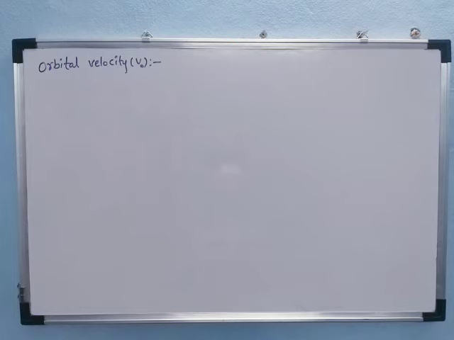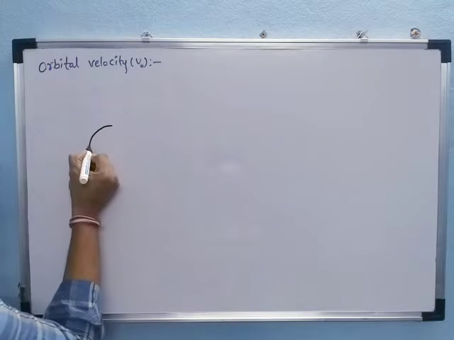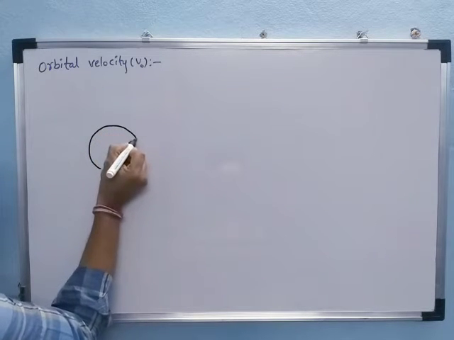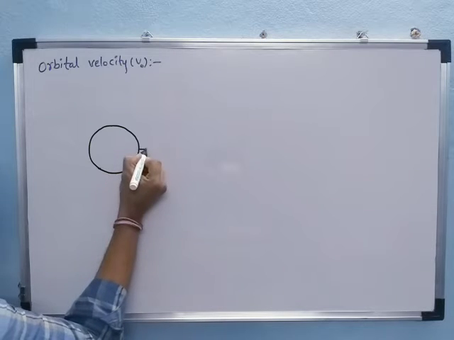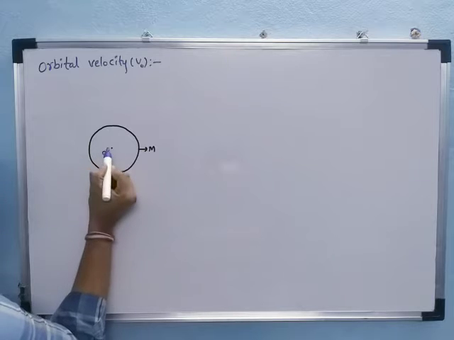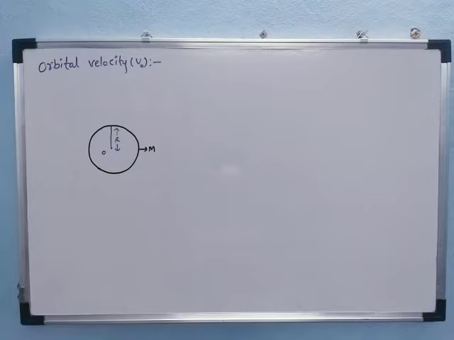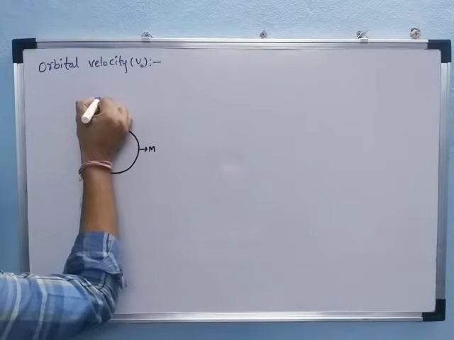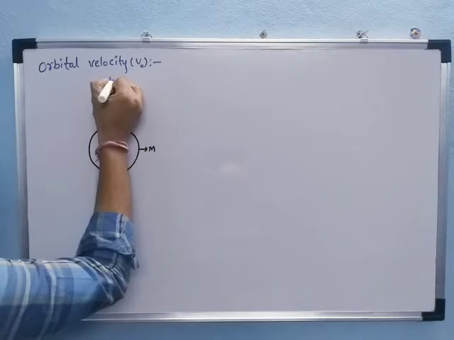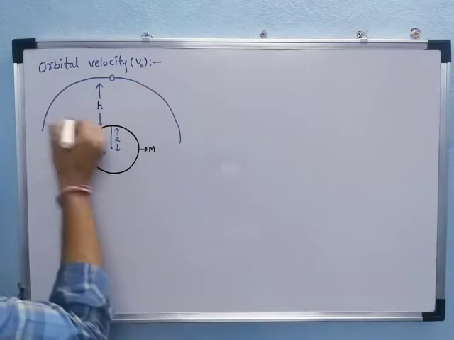Next, the topic we are discussing is orbital velocity. Let us consider an earth or planet. Its mass is capital M, and its radius we consider as capital R, and the center is O. Now one object at a height h is revolving around this planet.